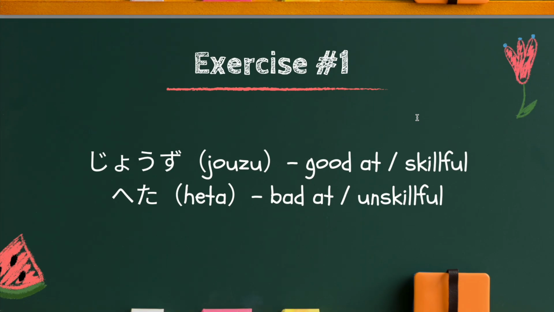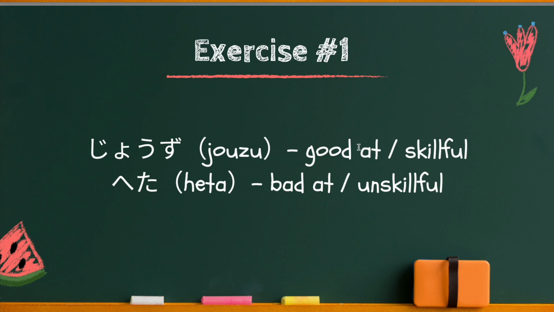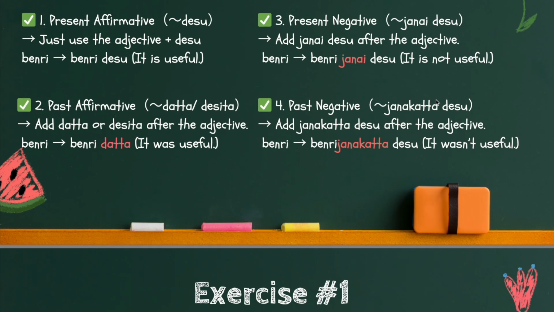Lastly, past negative. I was not good at it. I was not bad at it. The answer is 上手じゃなかったです。下手じゃなかったです。And once again, you can omit this to be casual. So past negative. Add じゃなかったです after the adjective.